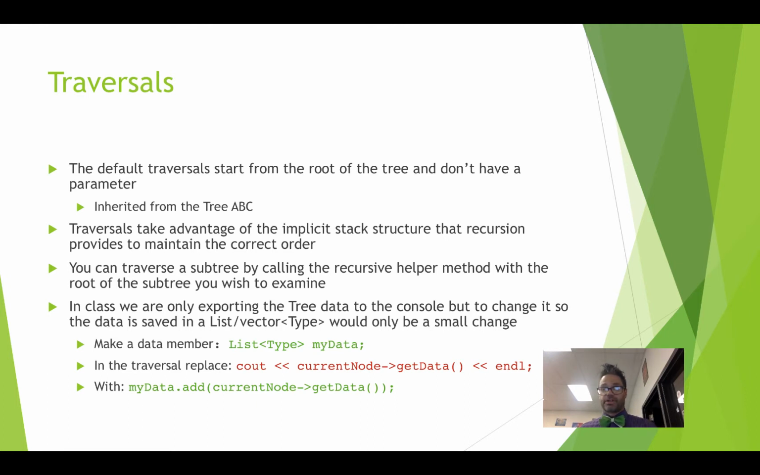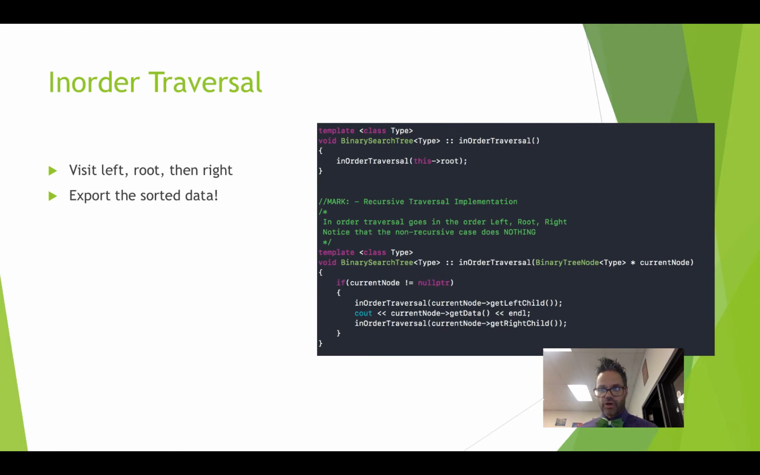And so it's not a big change, but you can actually get that data right out of it and then have access to that data member as another method in your class. So, inorder traversal. As you can see right here, we're going to go left, root, then right. And this is the main way of actually outputting the information to the screen. As you can see right here, we'll just print out the information in order.